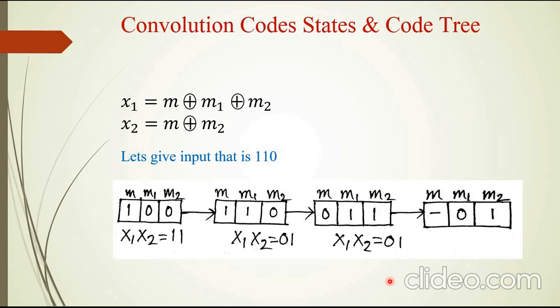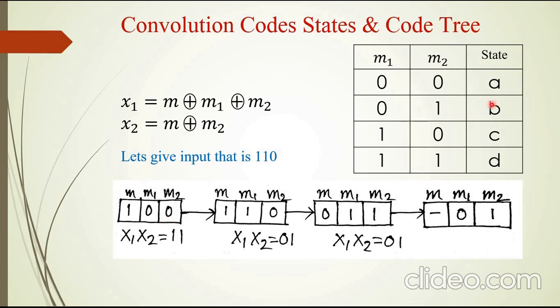So here M1 and M2 justify the states. When M1 and M2 are 0, 0, the state will be A. When M1 and M2 are 0, 1, the state will be B. When M1 and M2 are 1, 0, the state will be C. And when both are 1, then it will be state D.